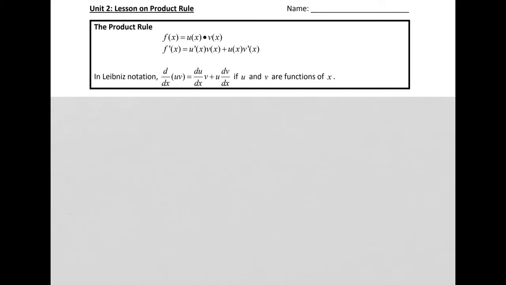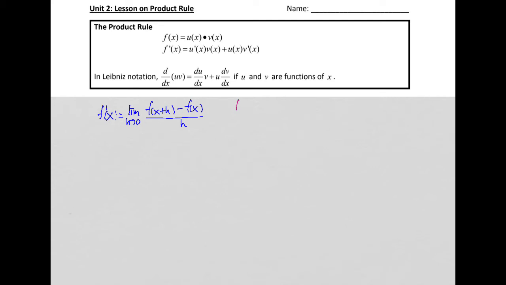This lesson, we are going to generate the product rule from the first principle. So first, let's write down the first principle. f prime, which is the slope of a tangent, is the limit as h approaches 0 of f of x plus h minus f of x, divided by h. And then we have to find what f of x plus h will be.